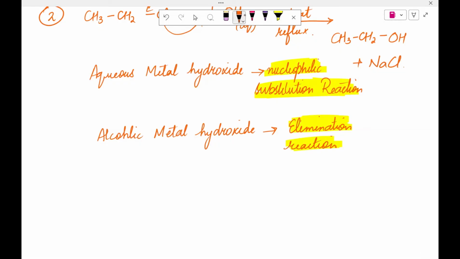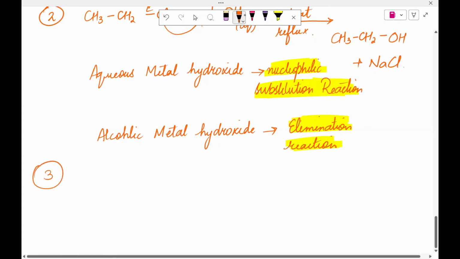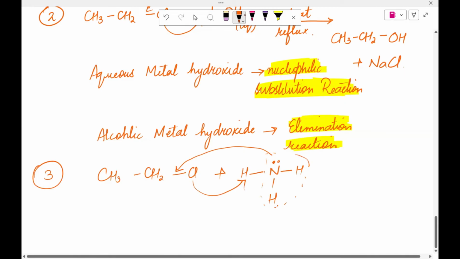So there's one more reaction. Let's move further, and that is CH3CH2Cl, and it is going to react with ammonia. And now we know ammonia has a lone pair here as well. So what is going to happen? This amine group would come here, and this Cl would react with this hydrogen.